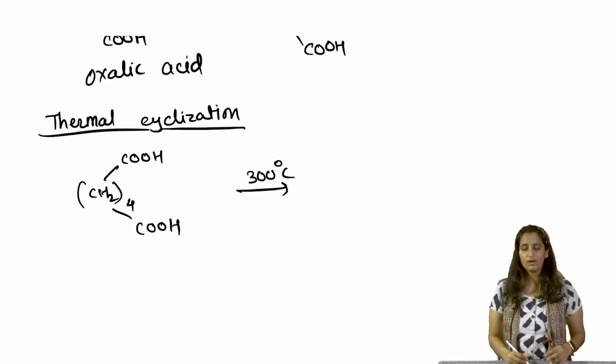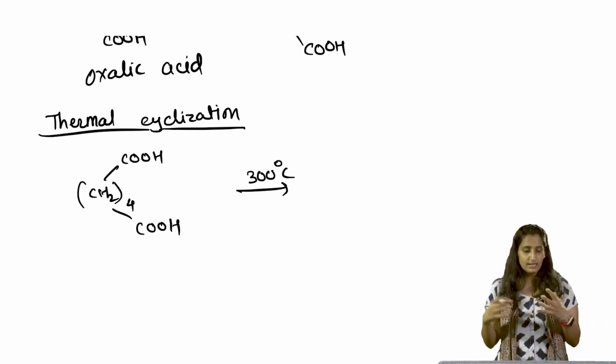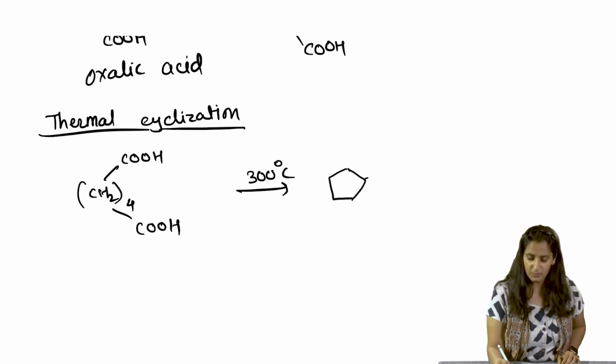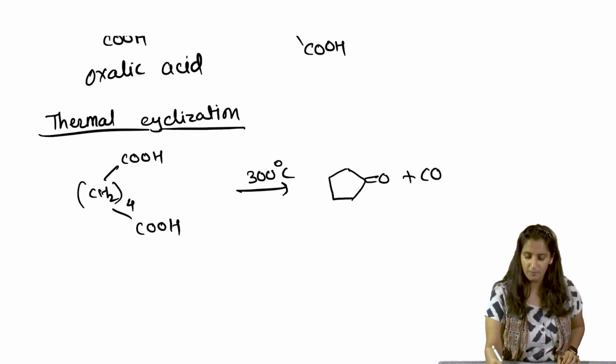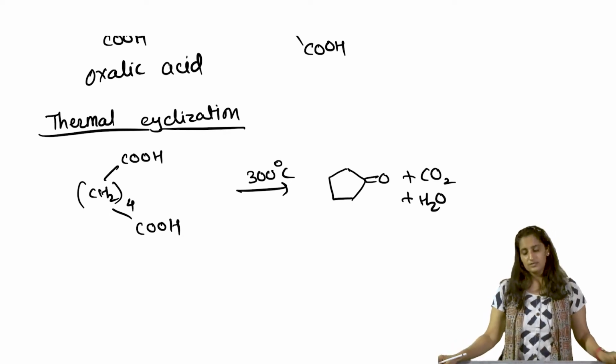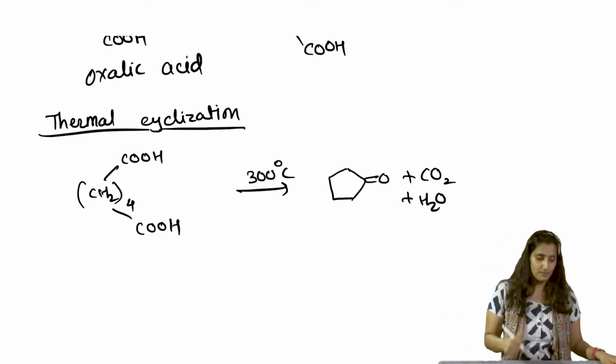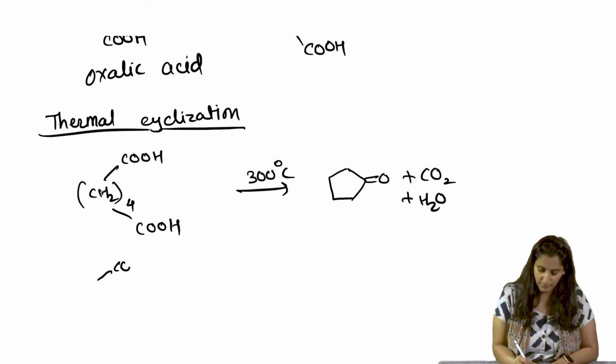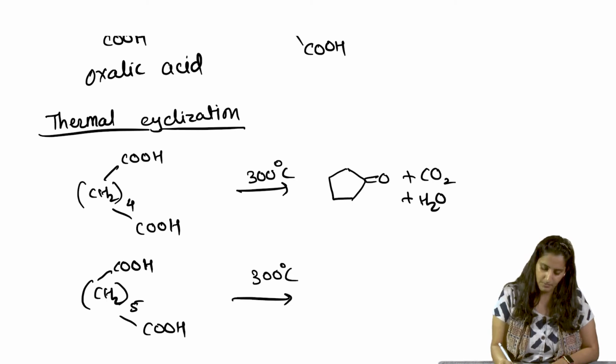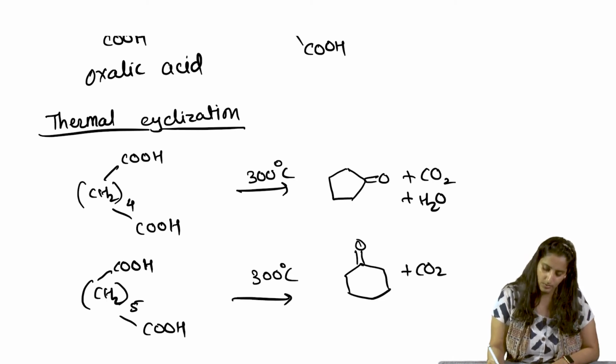So, as you heat these molecules, they are going to undergo a decarboxylation reaction to form the corresponding product. In this case we are forming a cyclopentanone. Similarly, you can form a cyclohexanone if we start from a 7 carbon dicarboxylic acid. Same thing, 300 degrees, you end up forming a cyclohexanone molecule.